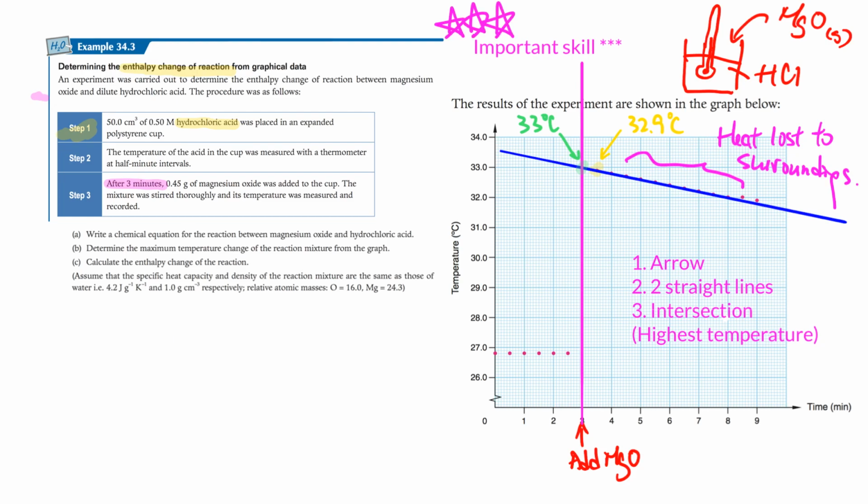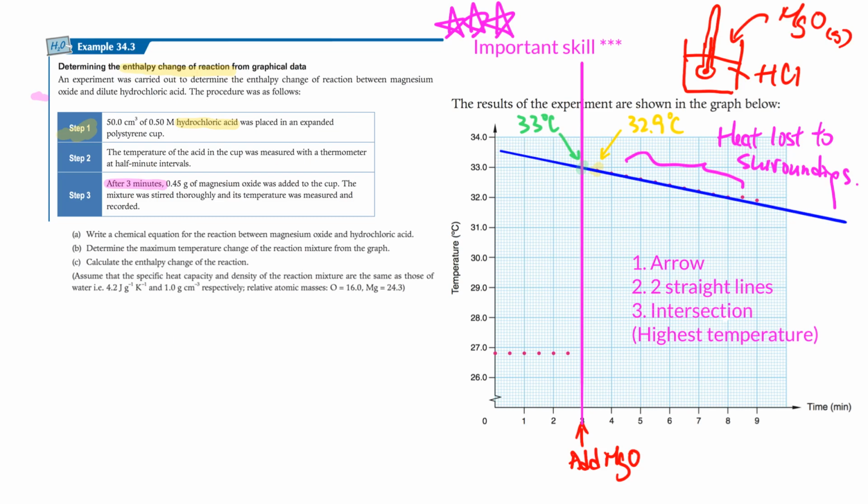So we will draw two lines. One will predict the trend of the temperature fall. The other one will be the line at the moment that we add the chemicals, and we expect that the highest temperature should happen at that point. So the highest point will be 33 degrees Celsius.